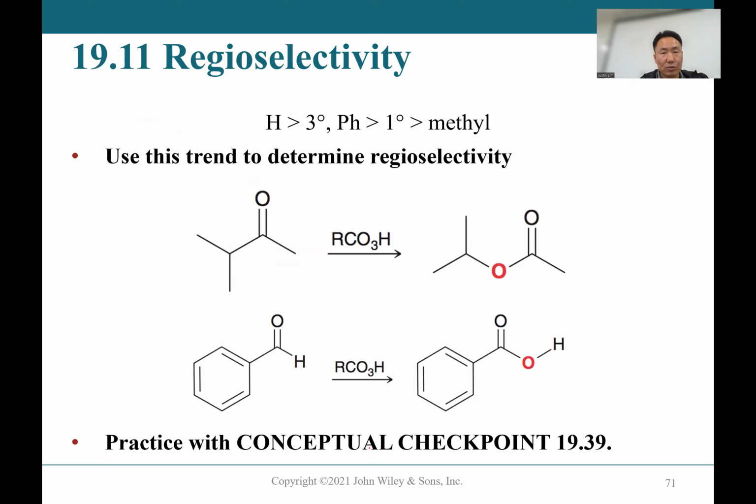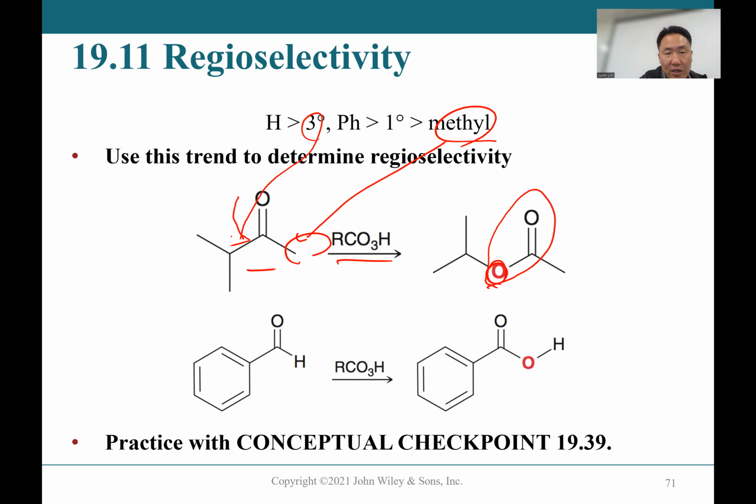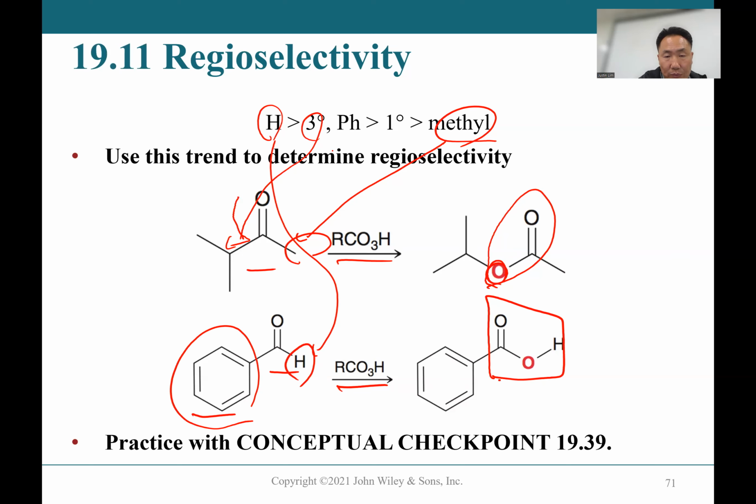So for example, the ketone with peroxy acid generates the ester, and you can add oxygen on this side. This is a methyl group, and this one is secondary. And then benzaldehyde with peroxy acid generates a carboxylic acid. So hydrogen has priority over the phenyl group, so you can add oxygen in this position.